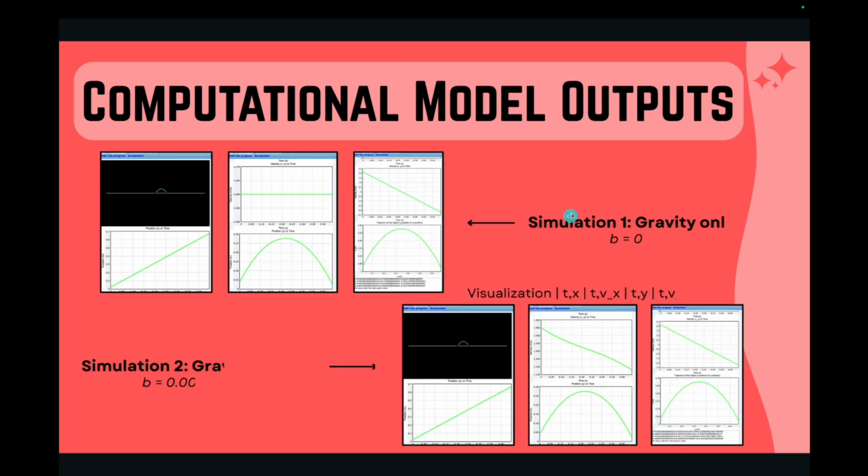Here are the outputs we got for the computational model. Simulation 1 is gravity only, which is b equals 0, as I said, and then b equals a very small number greater than 0 for simulation 2. You see with the visualization the t-x graph, t-vx, t-y, t-vy, and the trajectory, the x-y graph.